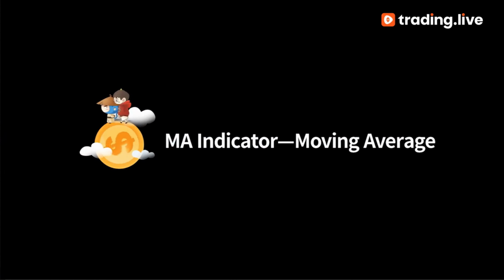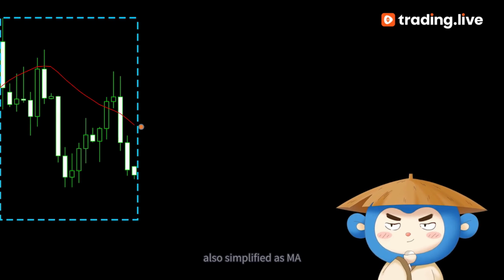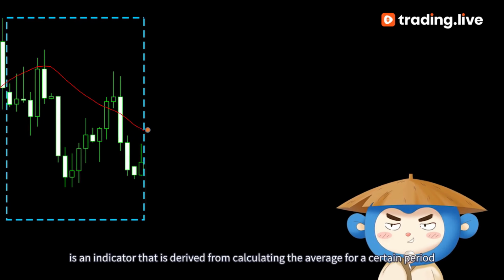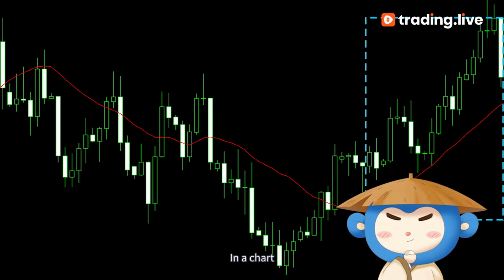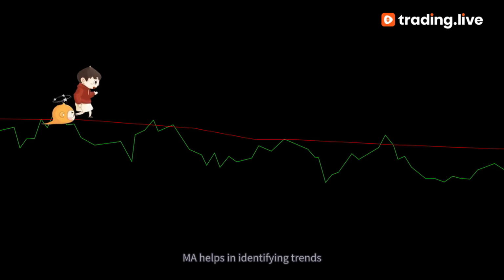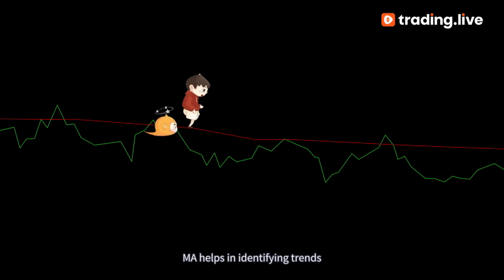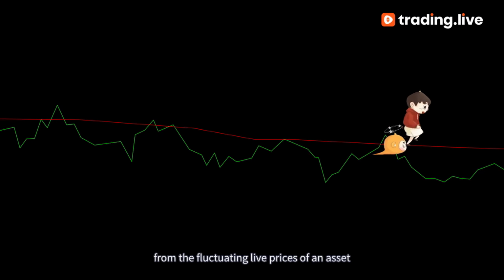MA indicator, moving average. Moving average, also simplified as MA, is an indicator that is derived from calculating the average for a certain period. In a chart, it is represented by a line that connects all the averages. MA helps in identifying trends by reducing the noise from the fluctuating live prices of an asset.